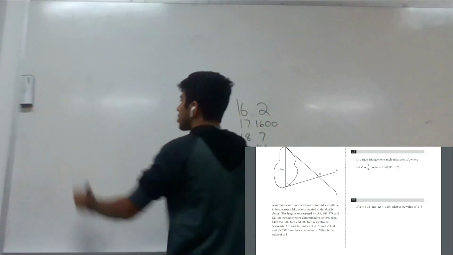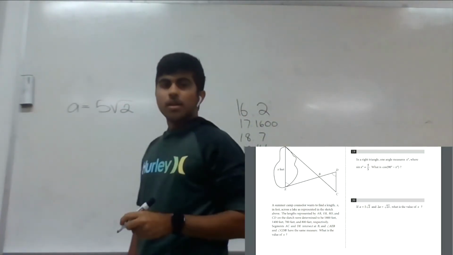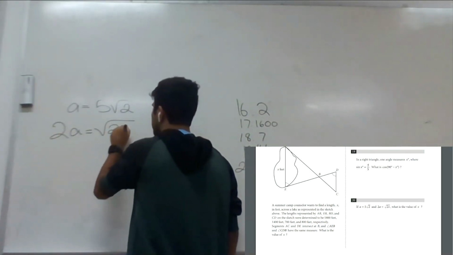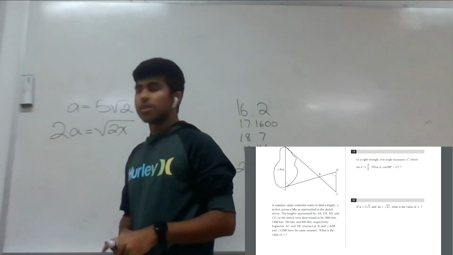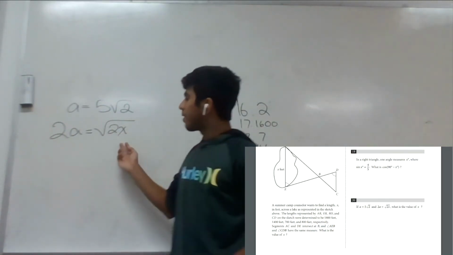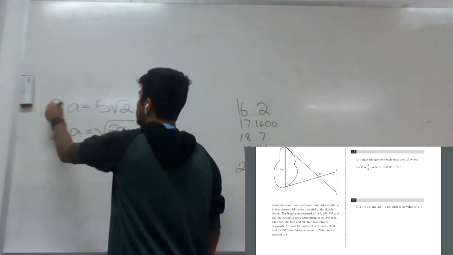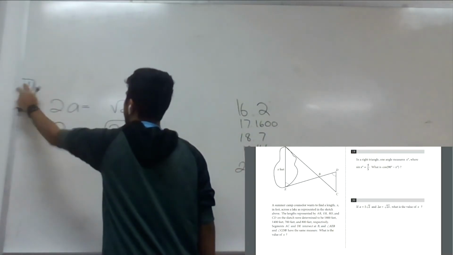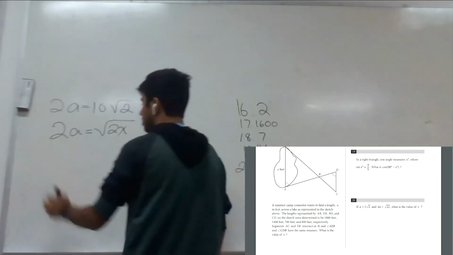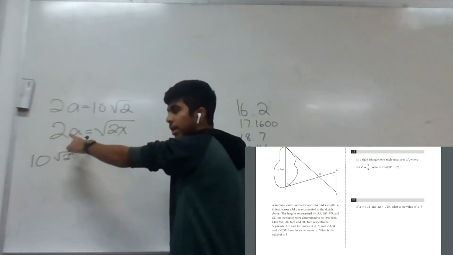Alright, last question on this section. A equals 5 times the square root of 2, and 2a equals the square root of 2x. And we want to find x. Okay, so the first thing I see here is that 2a equals something x. So we want to find 2a. And we can just take this and multiply it by 2, and then 5 times 2 is going to be 10. 10 times the square root of 2 is going to equal 2a.